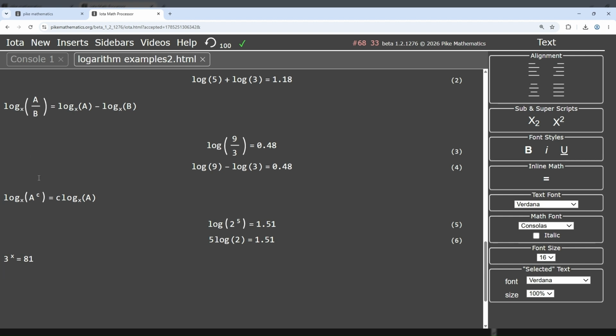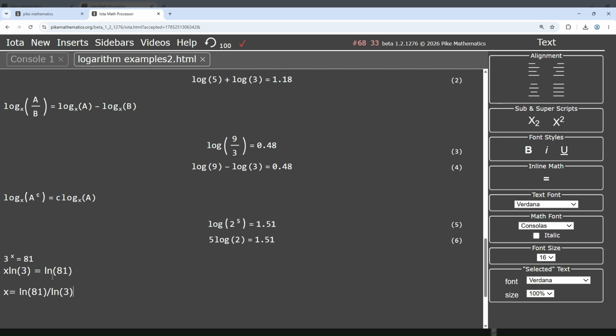If this is true, then we would say that x times the natural log of 3 equals the natural log of 81. Remember, because we're taking the natural log of this side, we also have to take the natural log of that side. So x times the natural log of 3 is equal to the natural log of 81. And so if that's true, that means x equals the natural log of 81 divided by the natural log of 3.